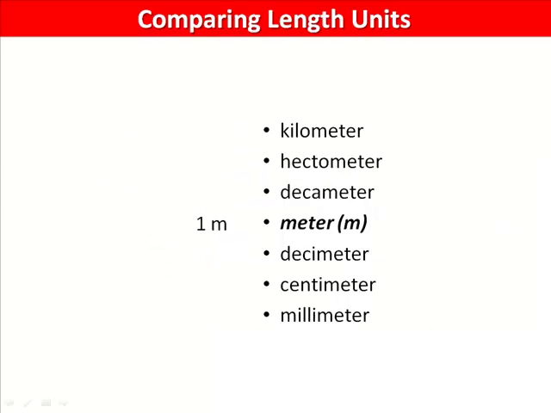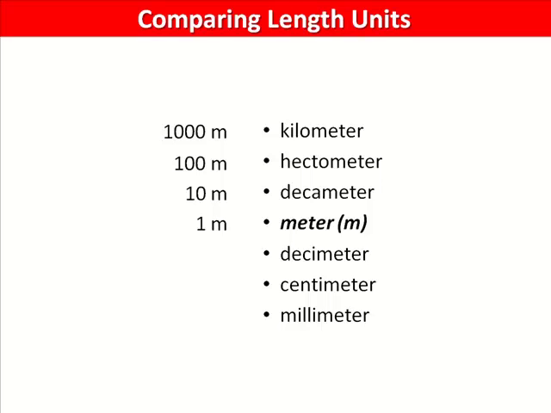Meter is considered the base unit. The size of other units can be referenced from here. Let's compare the other units to meters. 1 decameter is the same as 10 meters, 1 hectometer is the same as 100 meters, and 1 kilometer is the same as 1,000 meters. Remember, each consecutive unit is 10 times bigger than the previous unit.